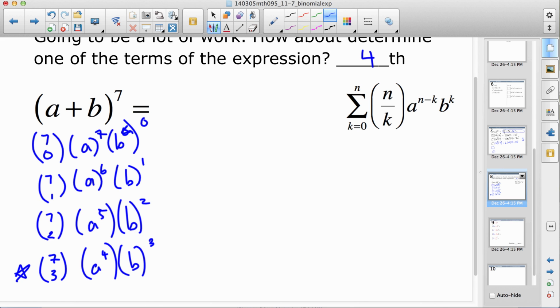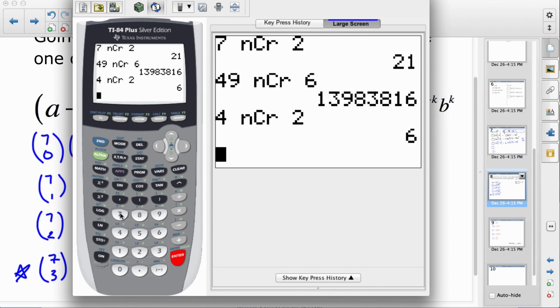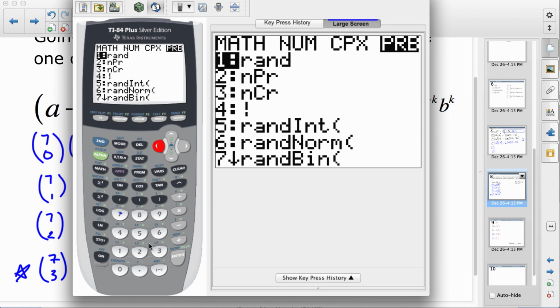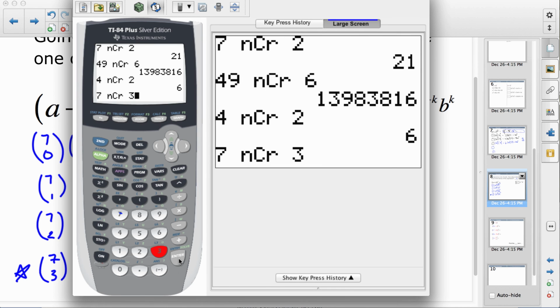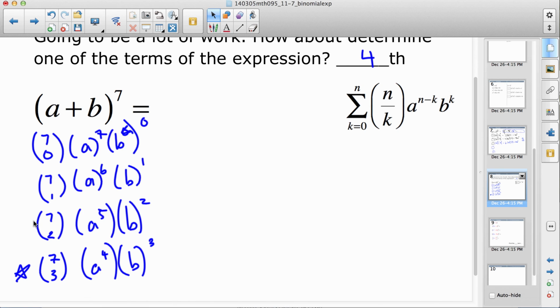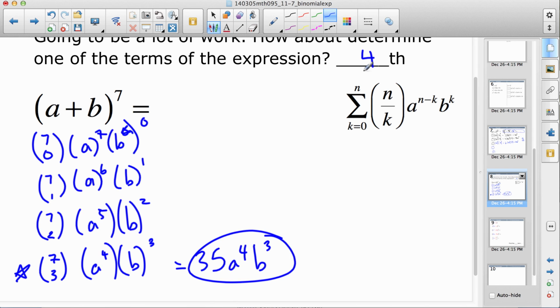Okay, so now I just have to do 7 choose 3. So 7, math, choose 3, 35. Okay, so 7 choose 3 is 35, and then a to the 4th, b cubed. That would be my fourth term of that binomial expansion. Okay, hopefully that helps you out with binomial expansions. You probably want to practice quite a few of those just to make sure you're understanding the pattern.